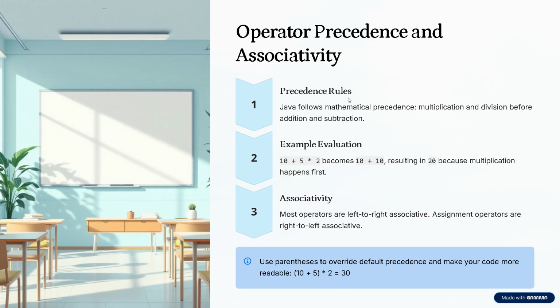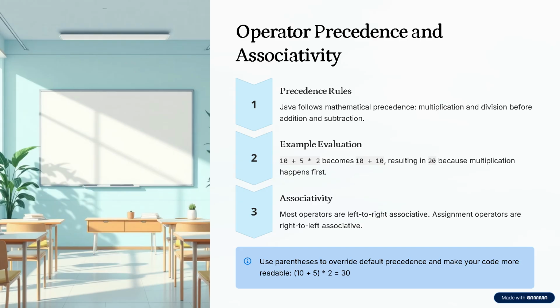Operator precedence and associativity. Java follows precedence rules to decide which part of an expression is evaluated first. For example, multiplication and division are performed before addition and subtraction. In the example, 10 plus 5 star 2, multiplication happens first, so the result is 10 plus 10, which equals 20. We can override this by using parentheses.